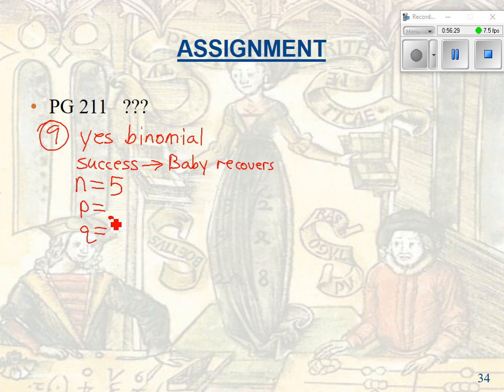P would be 80, so 0.80. Q then, 0.20. And then our possible values: 0 through 5. Why not 6? Because there's only 5 babies, not 6 babies. So could have 0 that fully recovered, could have 1, could have 2, could have 3, could have 4, could have 5.